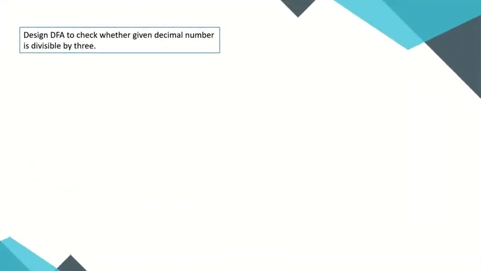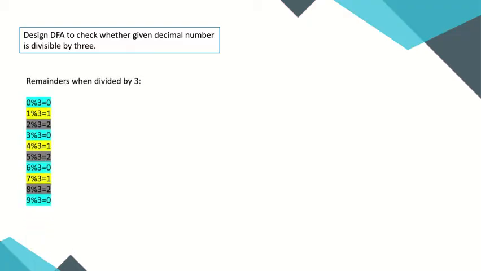Our first question is about designing a DFA to check whether the given decimal number is divisible by 3 or not. Before designing our actual DFA, let us check what are the remainders which we get when we divide the decimal numbers by 3. We know that when we divide a number by 3 and the remainder is 0, only in that case is the number divisible by 3.